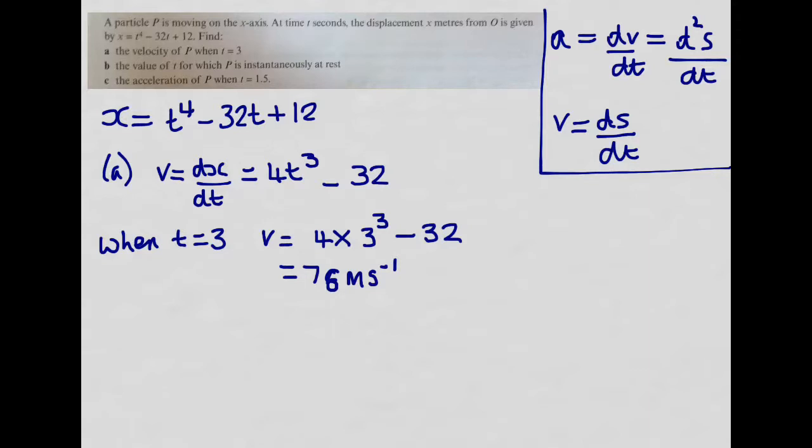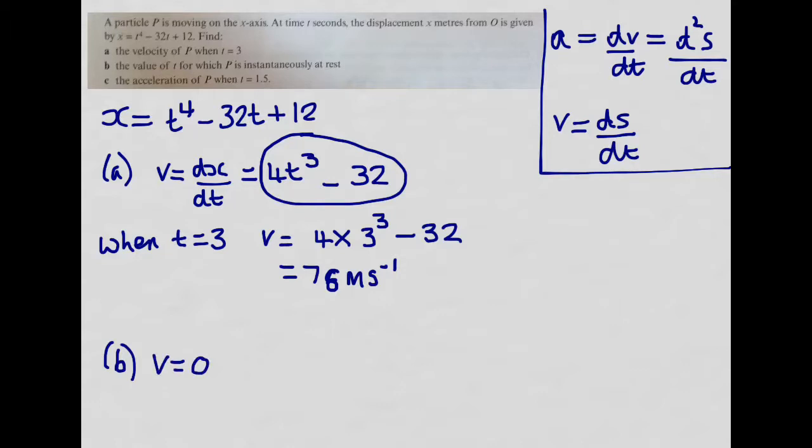That's part A done. So to find the velocity given displacement, I've differentiated. This is my expression now, or my function for the velocity, and when I substitute t equals 3 in, I end up with a value of the velocity at t equals 3. Part B, the value of t for which P is instantaneously at rest. So what does that mean, instantaneously at rest? It means that v equals 0.